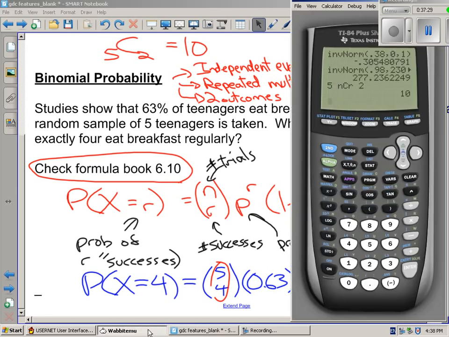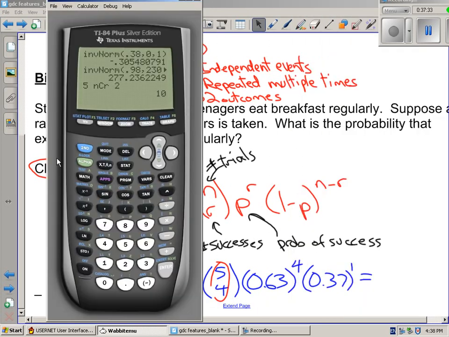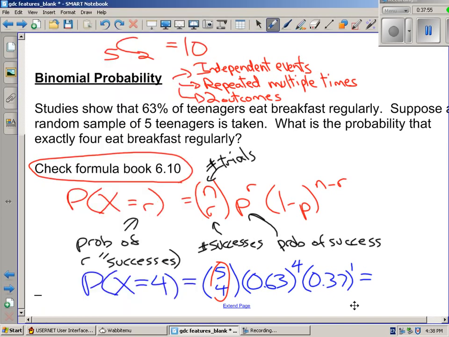And we just go to our calculator and run it through. So I go 5, math, PRB, 4. That has to be multiplied by 0.63 to the power of 4 times 0.37. Okay, and it gives us 0.291. There's a 0.291 probability of having 4 who eat breakfast regularly.